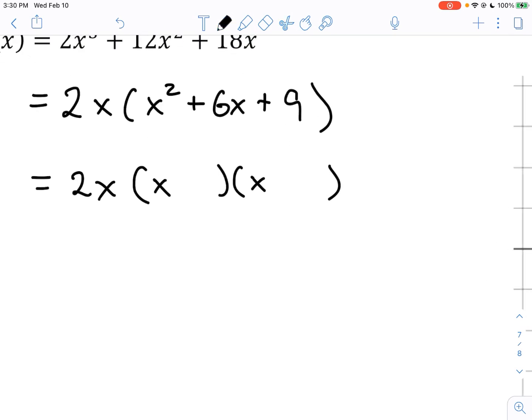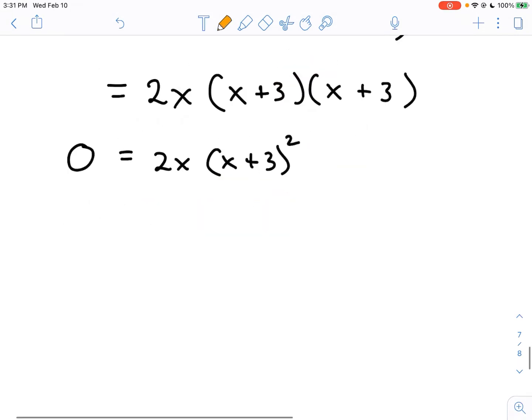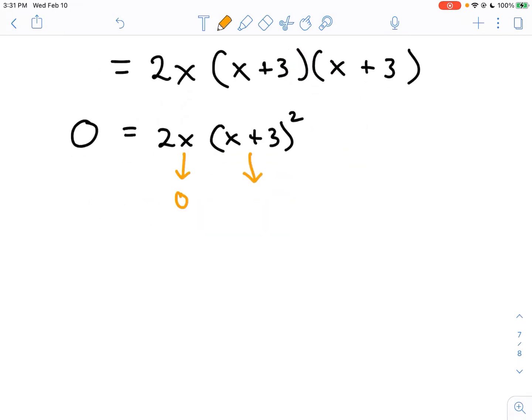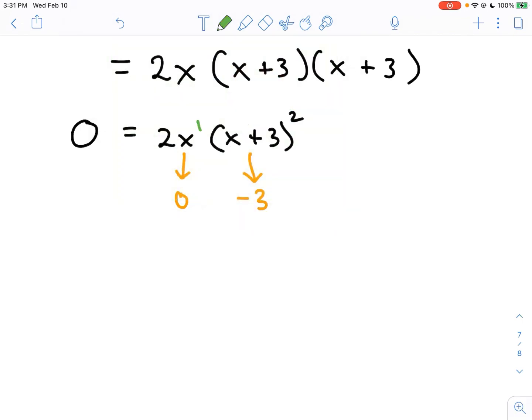We need two numbers that multiply to 9, add to 6. That's going to be positive 3 and positive 3. Notice that they're identical, so I recommend you use the power notation. So you got to write x plus 3 squared. Now when I set this equal to 0 and solve, I'm going to get 0 from this x and negative 3 from this x plus 3. But then you look to the exponents. On the x there's a 1, but on the x plus 3 there's a 2.